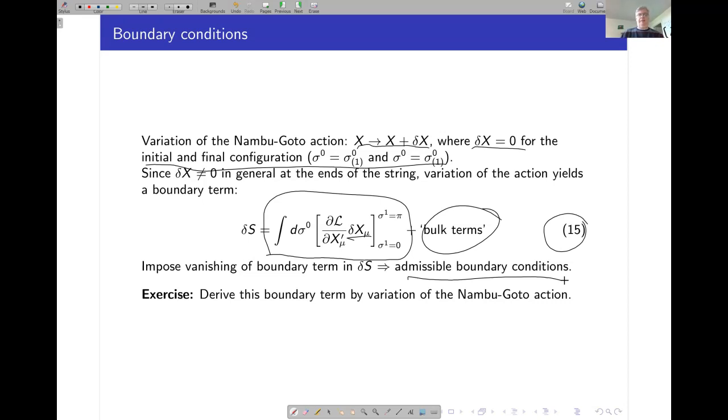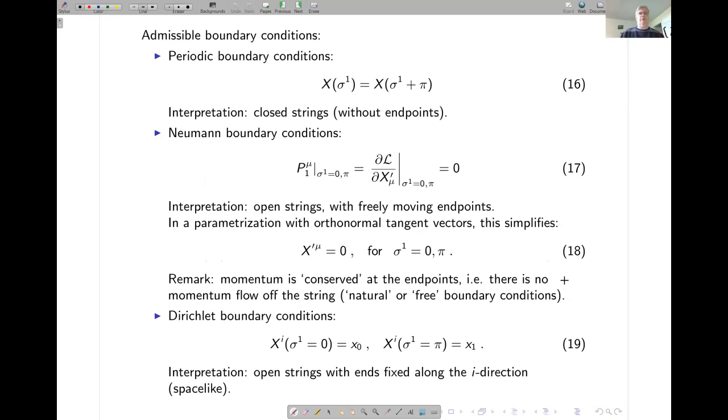It turns out that there are three classes of boundary conditions that we can consider. So one obvious choice is to say, oh, we take periodic boundary conditions, which in a sense means that there is no boundary at all, and then we have a closed string. And then the worldsheet becomes a cylinder, and this does not have a boundary, and the boundary term is away, and we don't have a problem.